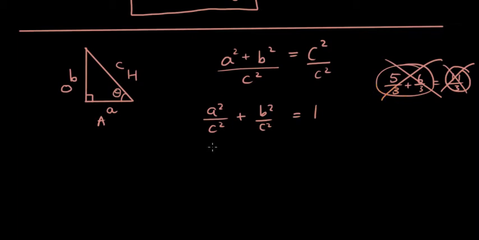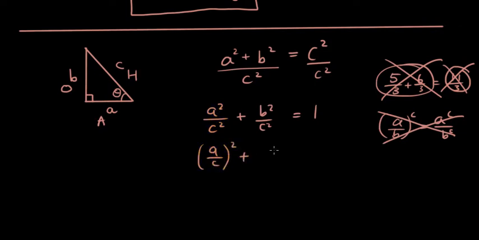Okay, and then what I'm going to do is use the index law where we have a over b to the power of c is a to the power of c over b to the power of c. That's just one of the index laws. Not part of this proof, just giving you an example. So then I can rewrite this as a over c squared plus b over c squared equals 1.